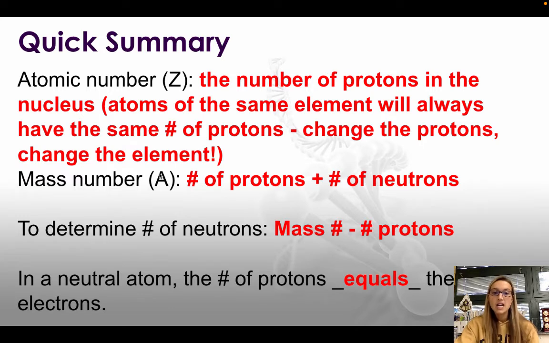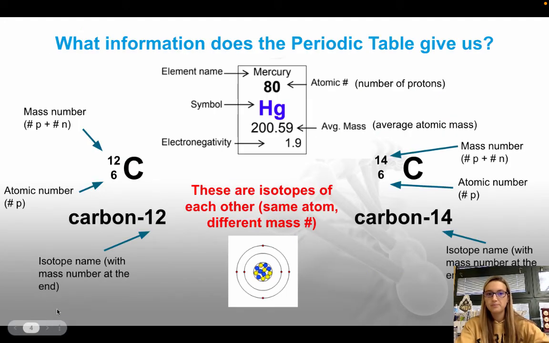Mass number is represented by a capital A. And I know these don't necessarily make sense, but mass number is represented by a capital A. This is number of protons plus number of neutrons. So mass number is number of protons plus number of neutrons. And so then to determine the number of neutrons, we do mass number minus number of protons, just manipulating this equation. In a neutral atom, the number of protons equals the number of electrons, positive 1, negative 1.